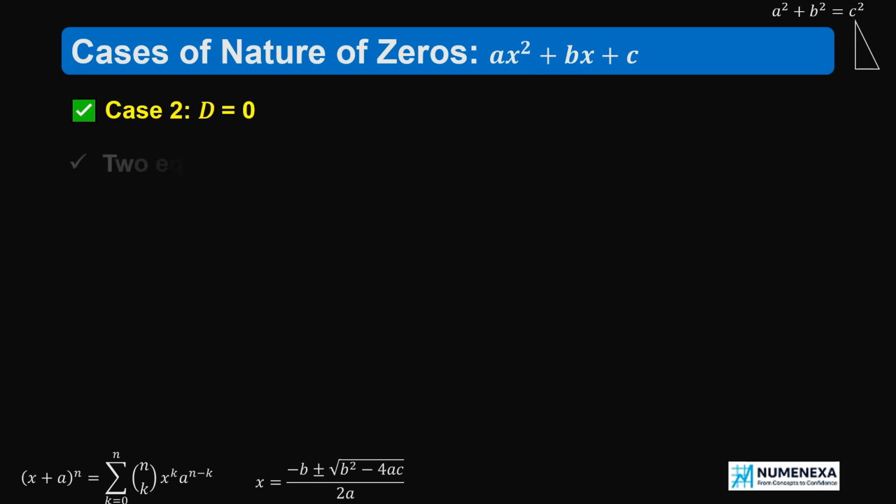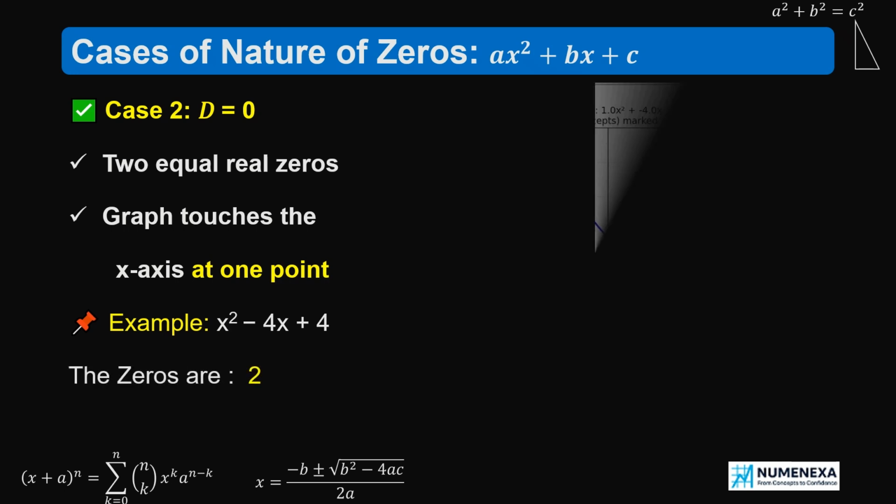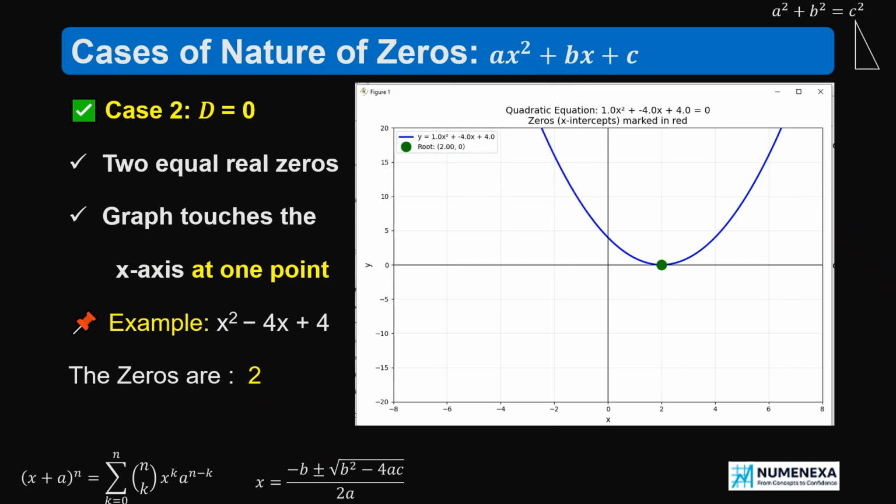Here is case 2, D equals 0. Two equal real zeros. The graph touches the x-axis at 1 point. Consider p(x) equals x squared minus 4x plus 4. The zeros are real and equal. Observe the graph touches the x-axis at 1 point marked with a green point.